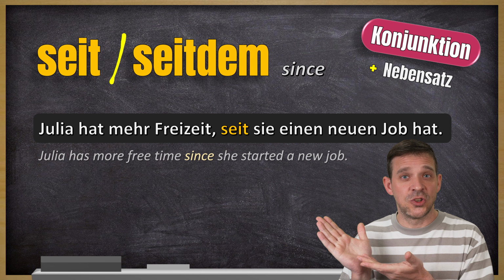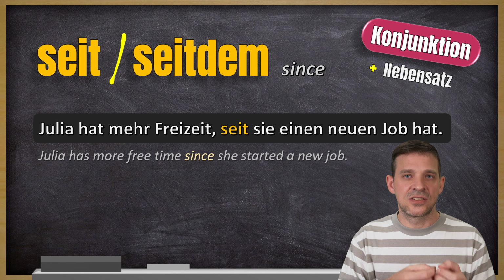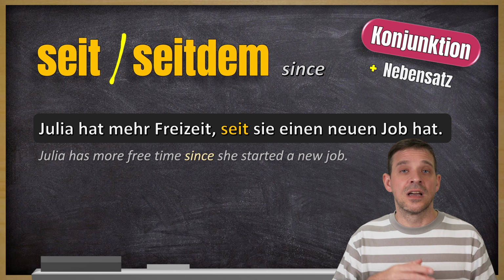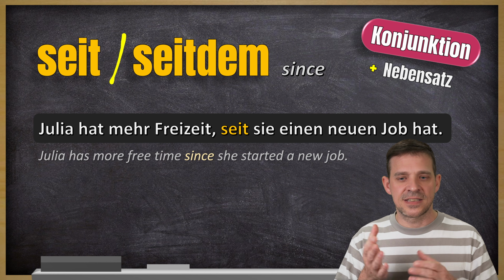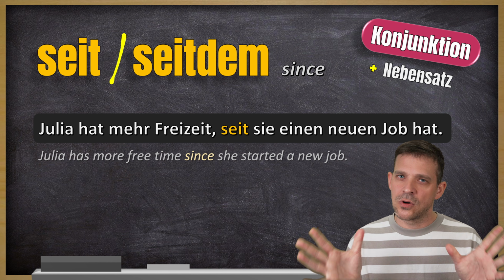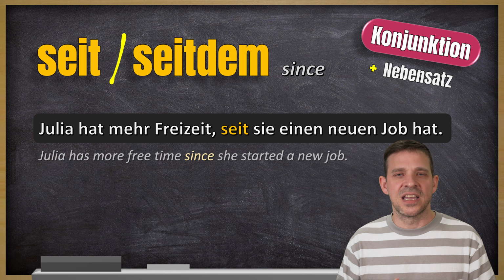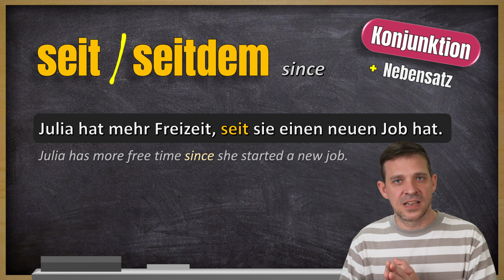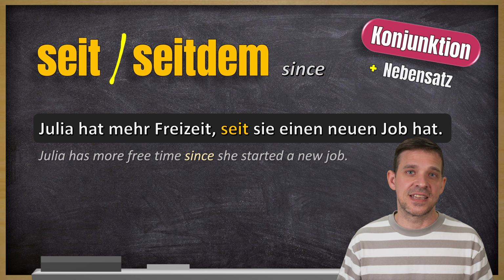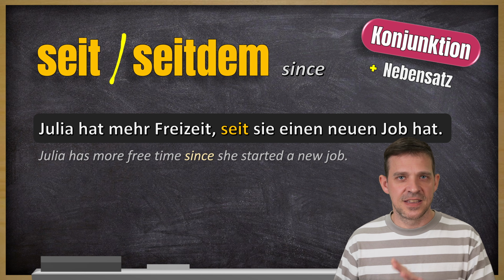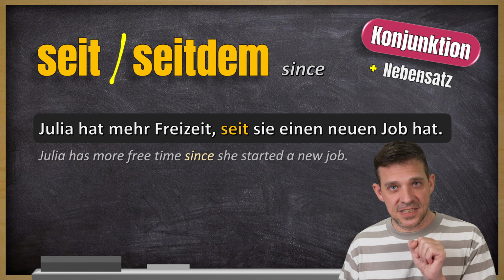So here again, you could start with seit, with the subordinate clause. Seit Julia einen neuen Job hat, hat sie mehr Freizeit. Or like here, Julia hat mehr Freizeit, seit sie einen neuen Job hat. Both are correct, both are possible. Again, I would say it's more common to start the sentence with the subordinate clause when you use seit as a conjunction. Now, all three example sentences we just did were in Präsens, present tense.